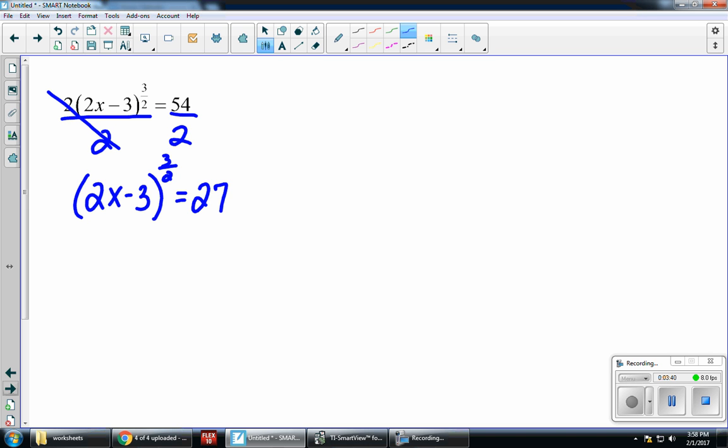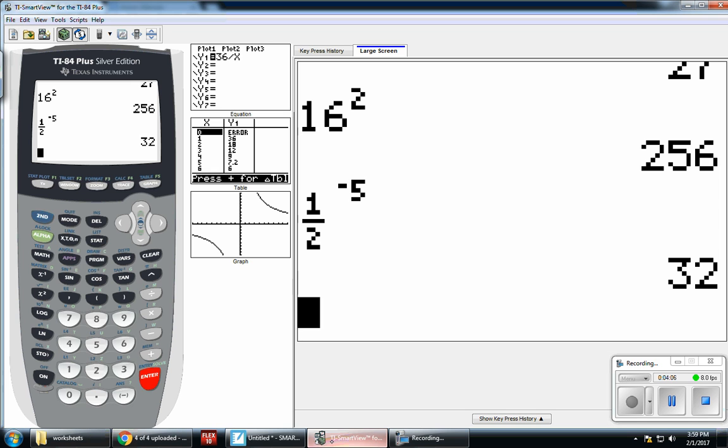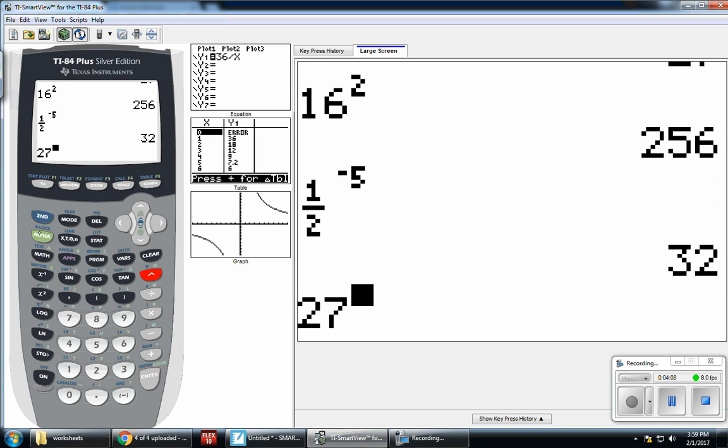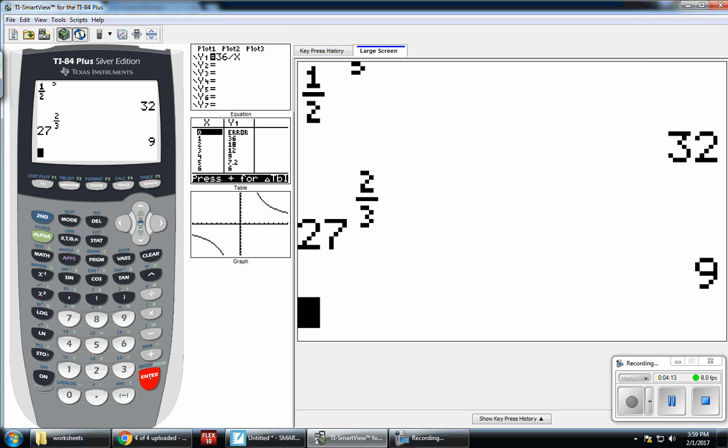Now, since the entire parentheses is being raised to that power, this is the step where I'm going to use my reciprocal power. So my reciprocal of 3/2 is 2/3. Do it to both sides. On the left side, the 2/3 and the 3/2 cancel, and I'm just left with that parentheses. And then on the right side, I have 27 to the 2/3, which I'm going to use my calculator for. 27 to the power, set up my fraction of 2/3, and we get 9.